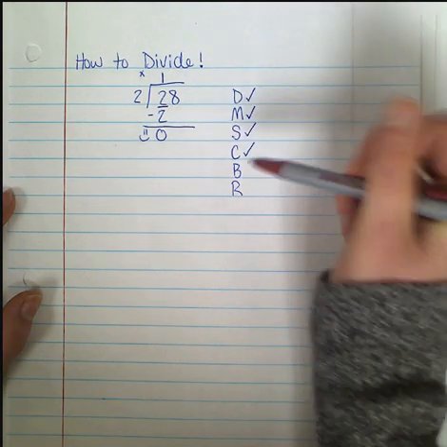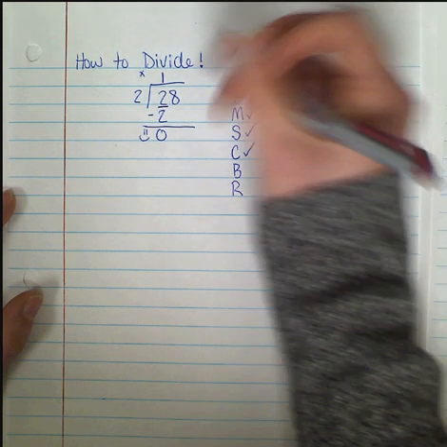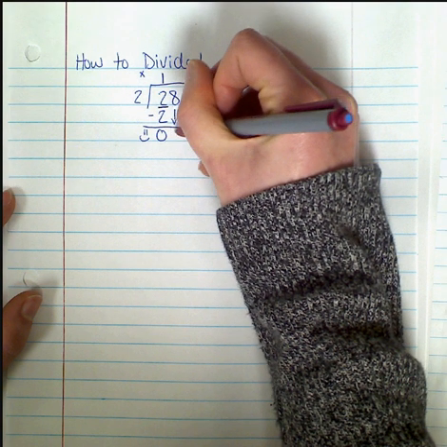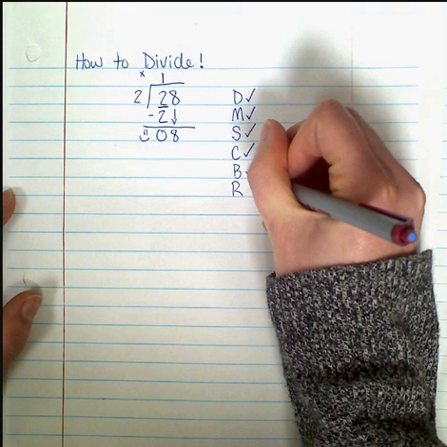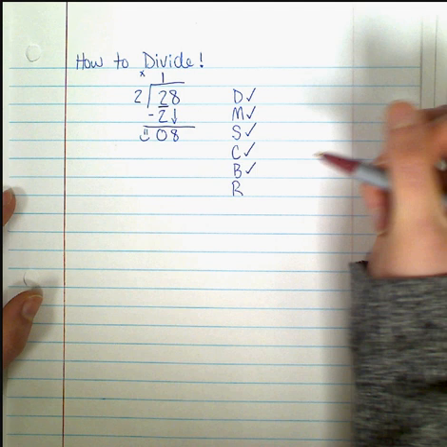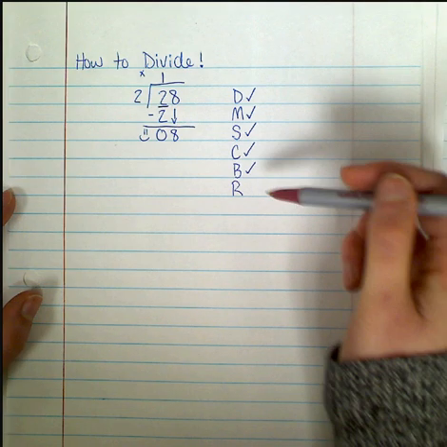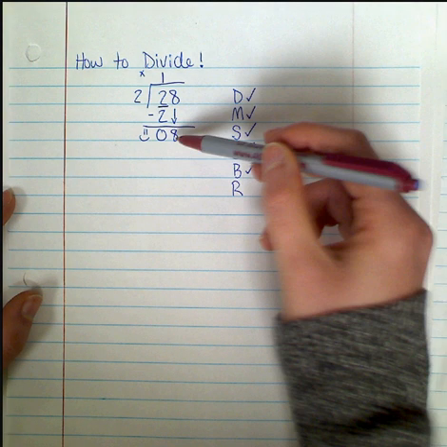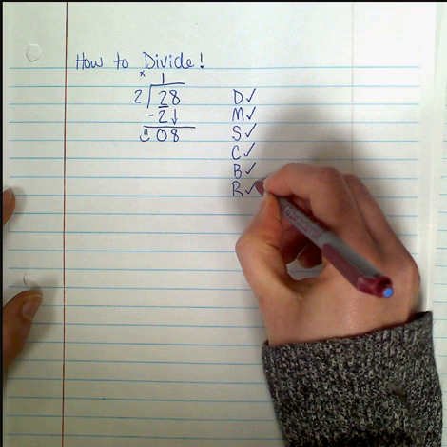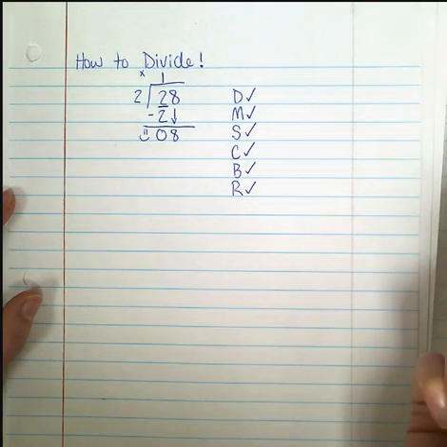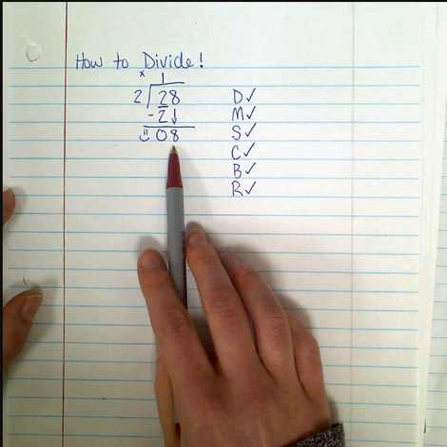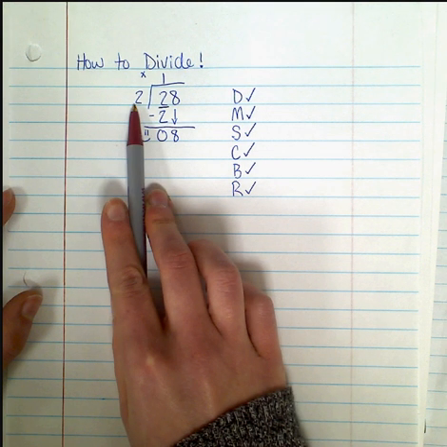The next step is to bring down your next digit, which in this case is 8. So I'm going to bring down the 8. Check off that I did that. And then finally, I just brought down a new number, so I need to repeat this process. So I'm going to check there as well. My new number is 8. I'm still dividing by 2.